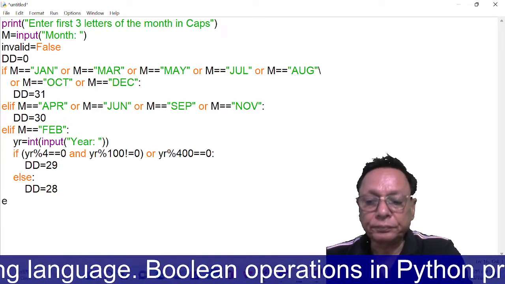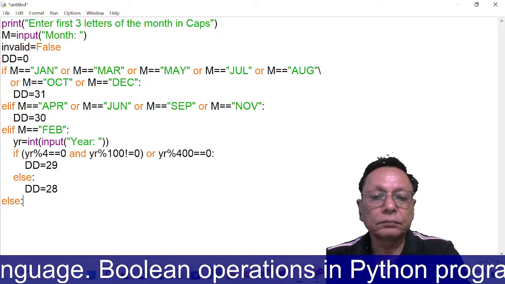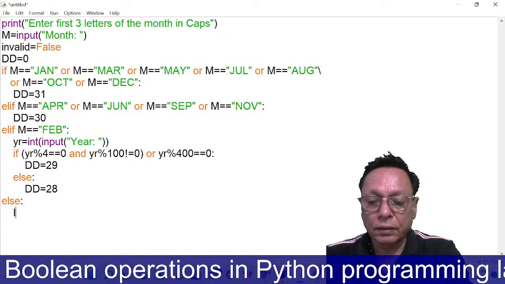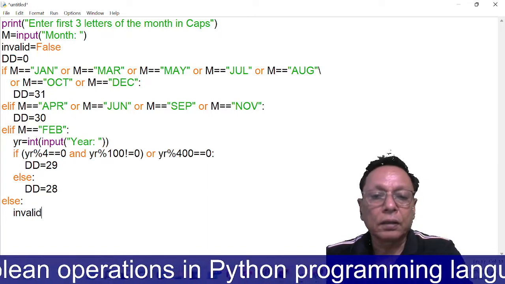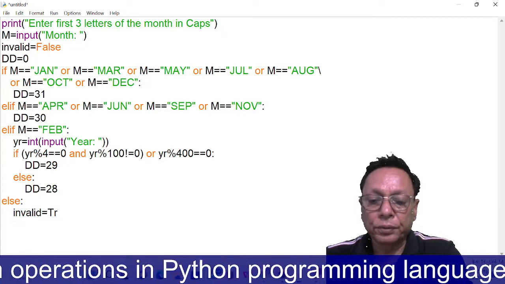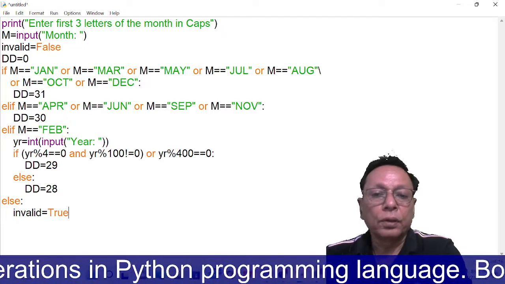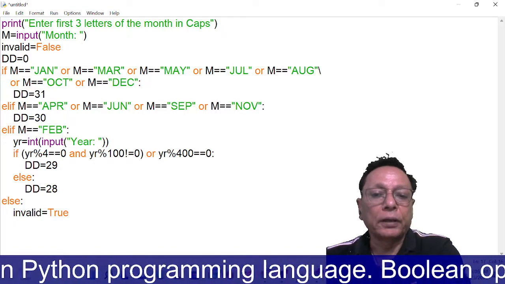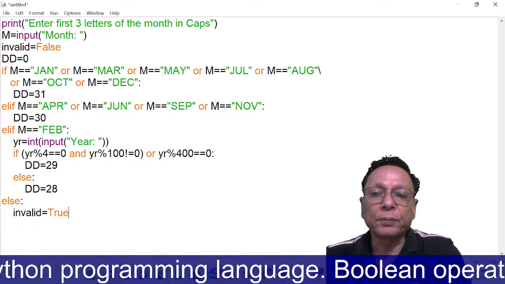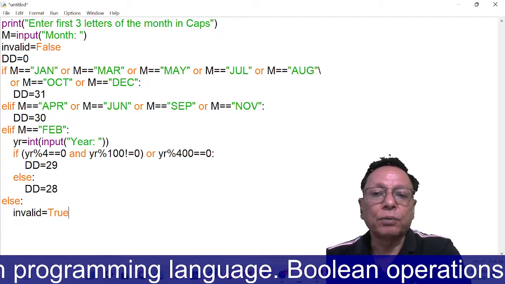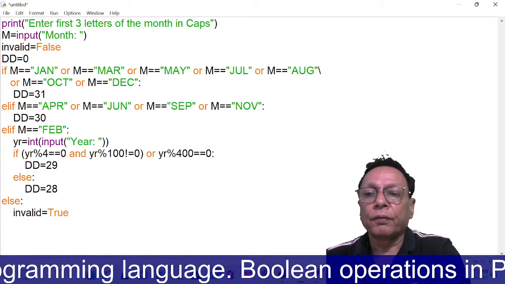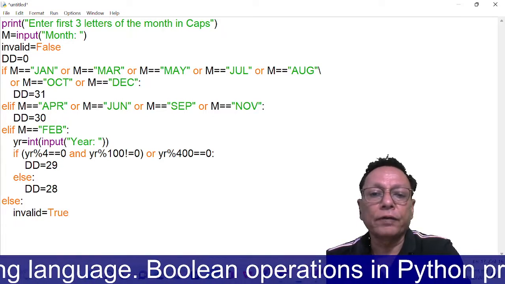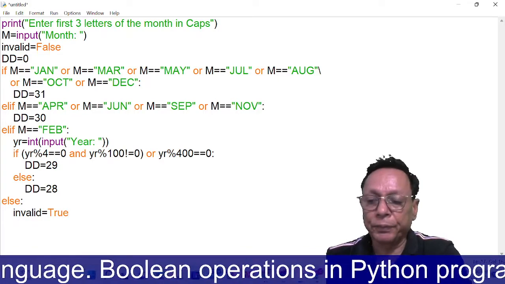Else, invalid is equal to True. So the program is over here, and now it is time to print the output. See, the length of the program is quite small. Lines 8, 9, 10, 11, and 12, so all 12 months are here.